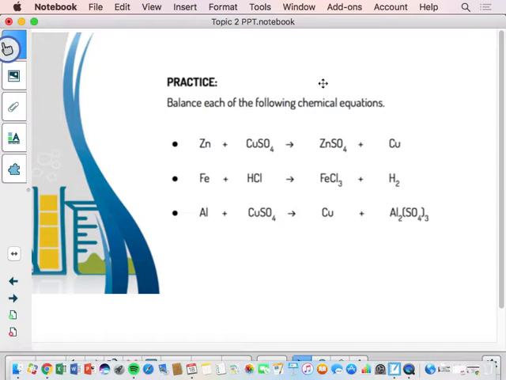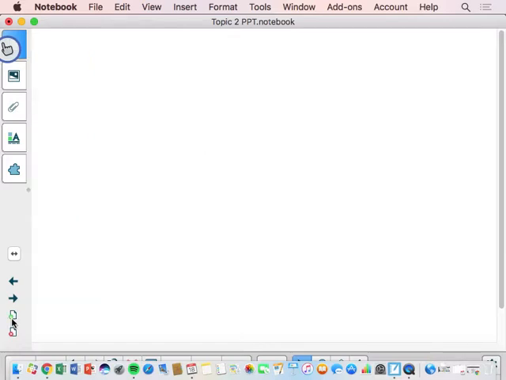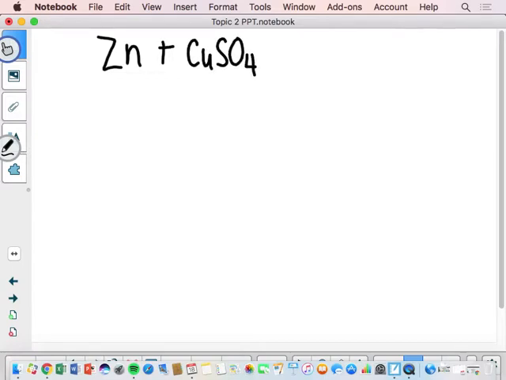ZnCuSO4, ZnSO4, Cu. Okay, I have to make a new slide for this, sorry. Zn, that's not an N. This is a little bit more complicated one, so it's a good example to do. Or maybe not. Yeah, maybe not, never mind.